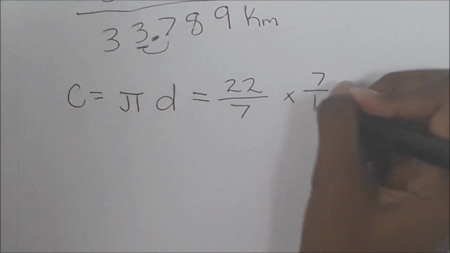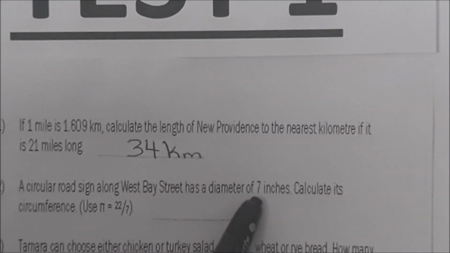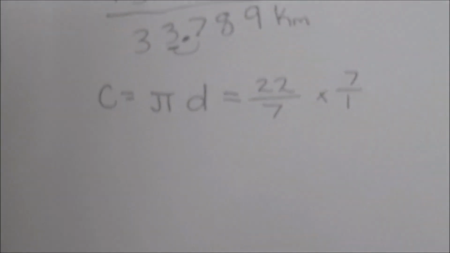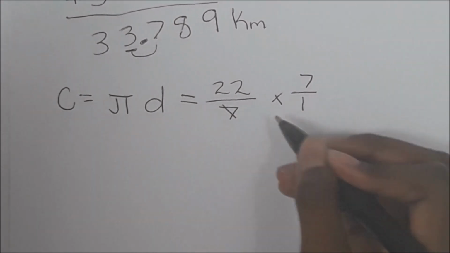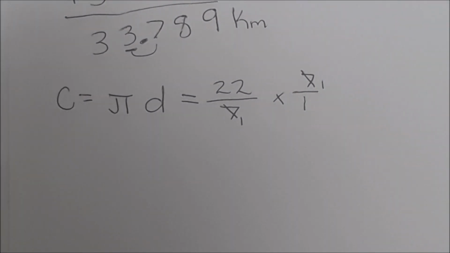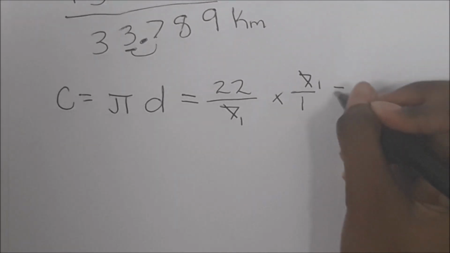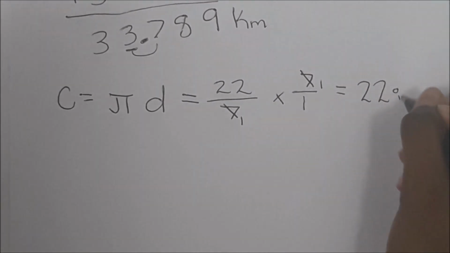Show them where that 7 came from. The diameter is 7 inches, so that's how come she used 7 for d, 7 over 1. Then you cancel. 7 into 7, 1. On the bottom is 1, so what you left on top is 22. Equal to 22. And what's the answer in? 22 inches. Very good. Write it in.